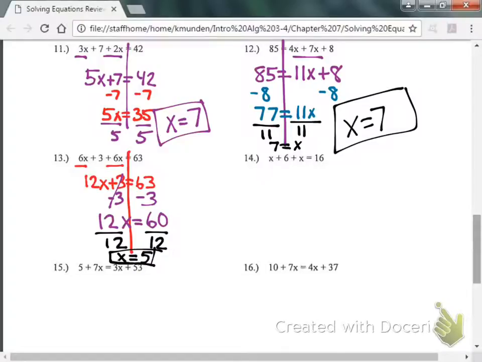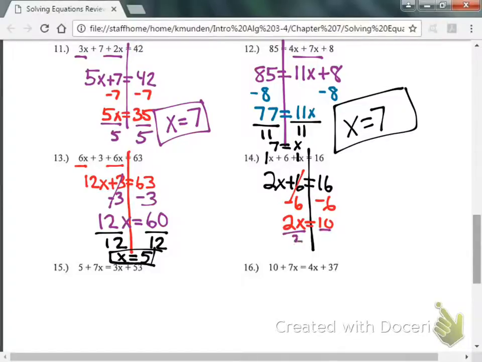Alright, 14. Same side or different sides? Same. The x's are on the same side of the equal sign, so you can add them. 1x and 1x is 2x. Minus minus. So 2x equals 10. What's the final step on this one?